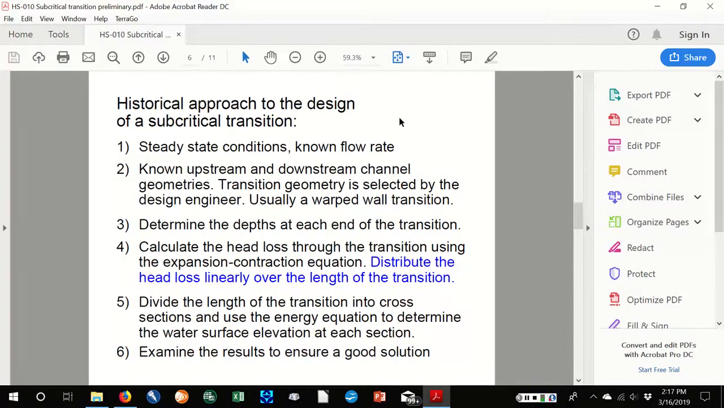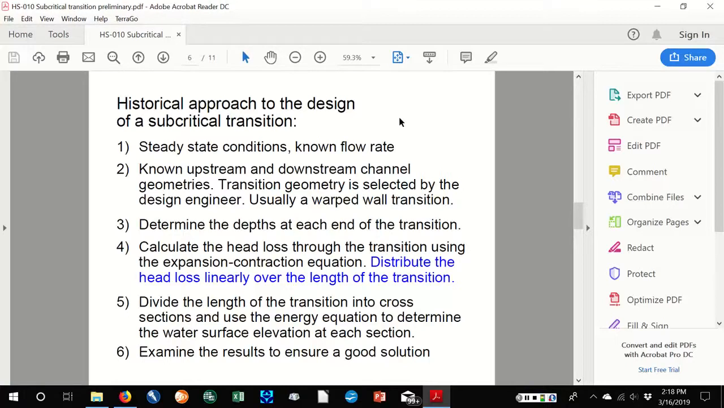In the historical approach to the design of the subcritical transition, you start with steady state conditions and a known flow rate, the known upstream and downstream channel geometries, and then the transition geometry would be selected by the design engineer. Usually, because of the ease of calculations, that would be a warped wall transition. Then determine the depths at each end of the transition. Next, calculate the head loss through the transition using the expansion contraction equation.